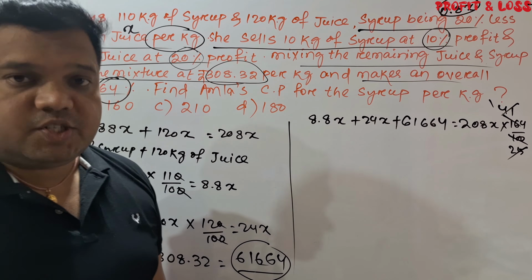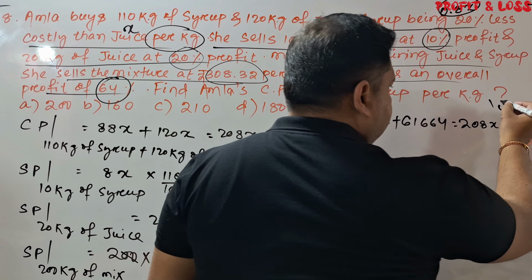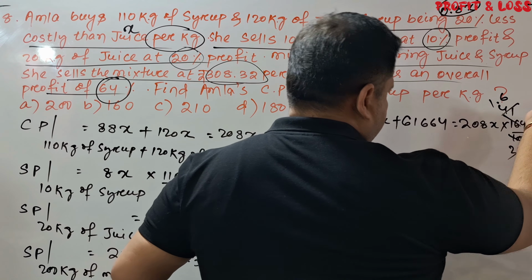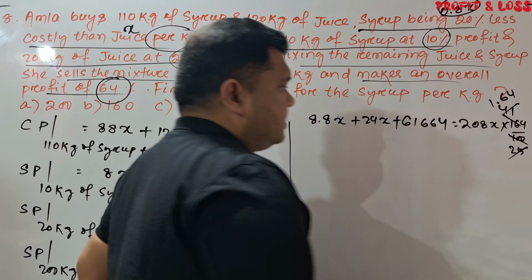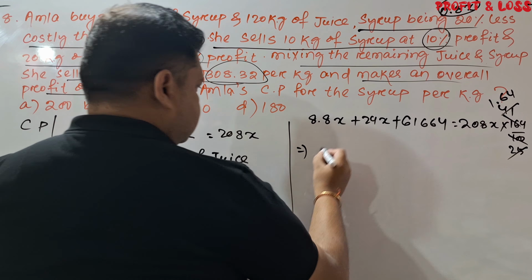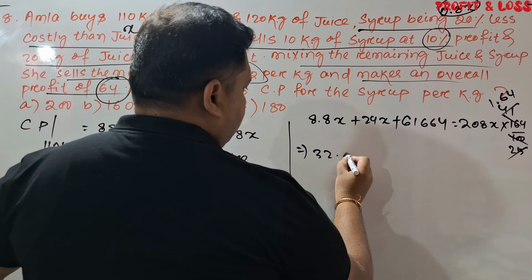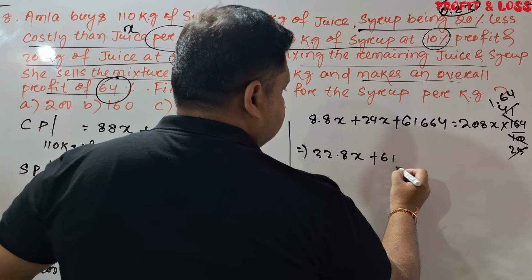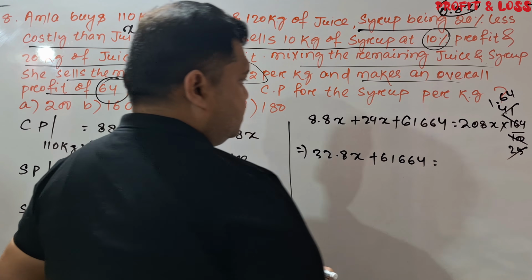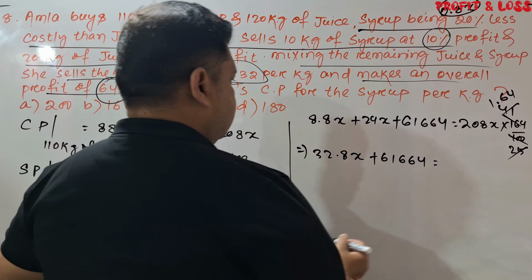Then 25 into 1 is 25. Remainder is how much? 16. So 0.160. Okay, remainder is 10. So 1.64. Then do the calculation here. This is 32.8x plus 61664 equal to, I have to multiply this, 208 and 164.